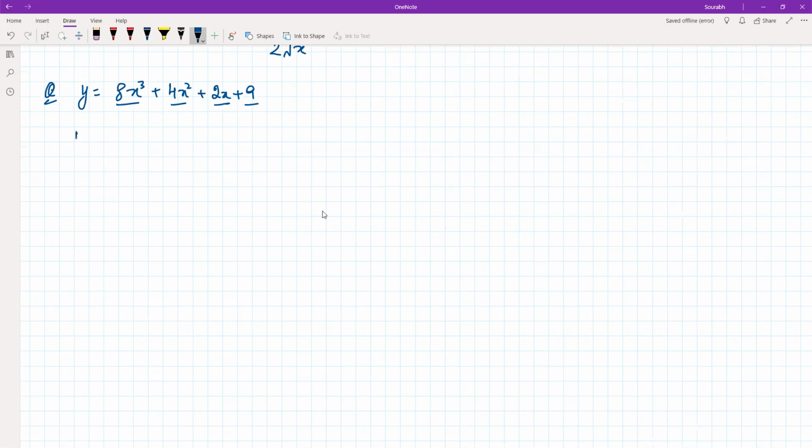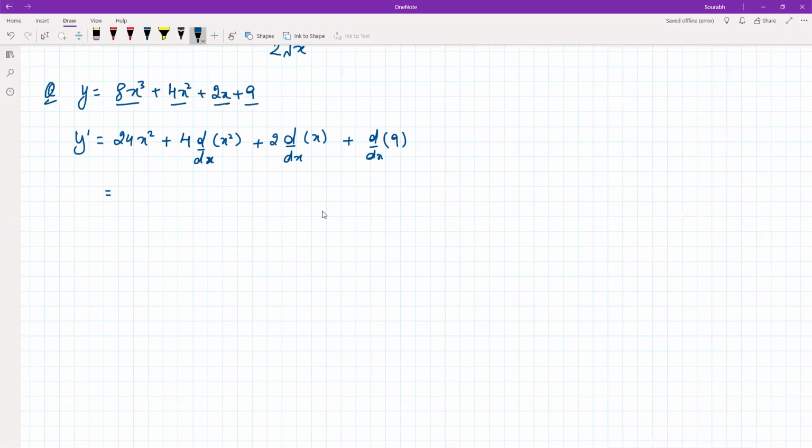So for 8x cube, we have just solved it. It will be 8 into 3x square. That is 24x square plus 4 into differentiation of x square. Or I'll just write it like this first: differentiation of x square, plus 2 into differentiation of x, plus differentiation of 9.